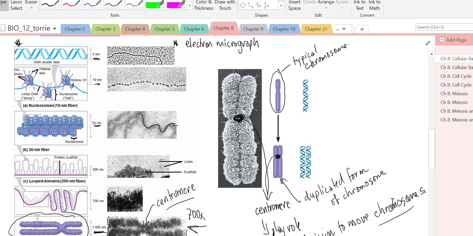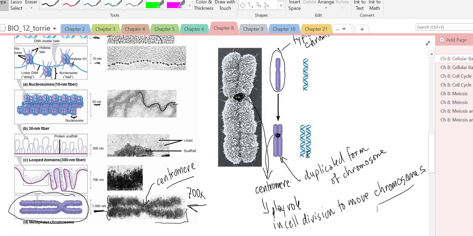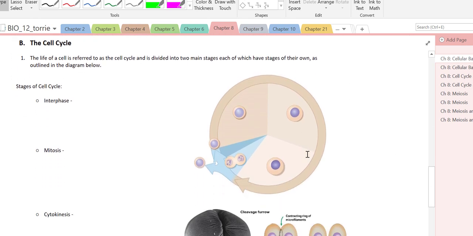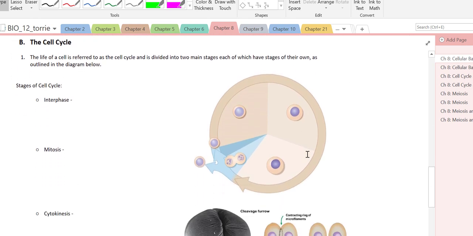All right, so that's just a little bit about DNA terminology, and we'll use all these terms at different times. So the next thing in terms of understanding the process of cell reproduction is that we want to understand the concept of the cell cycle.